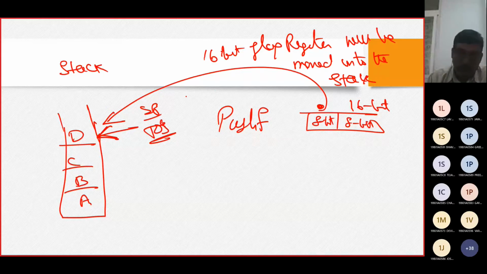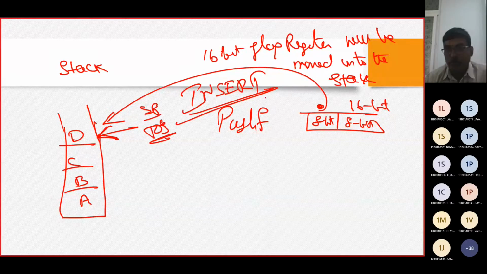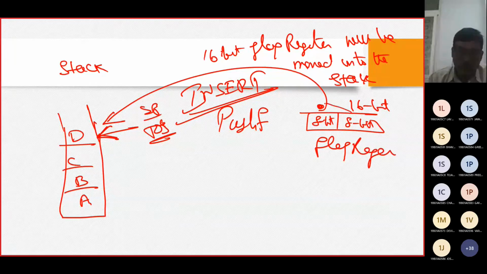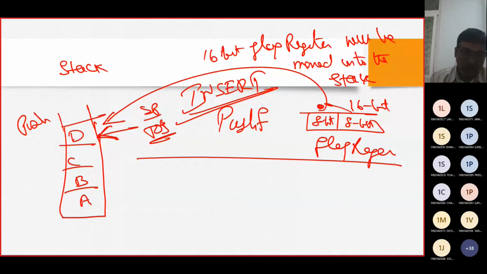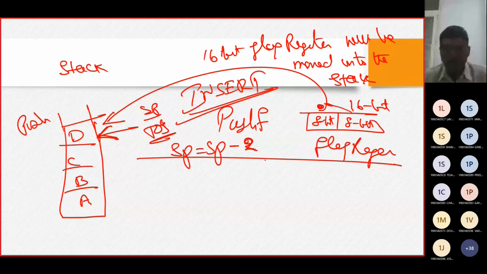Therefore, this operation we are going to call the insert operation. There is a flag register, and this flag register content is totally pushed into the stack. Obviously, we make a push format and it goes in this direction. Next, at this point of time, the stack pointer is going to be decremented by 2 bytes.